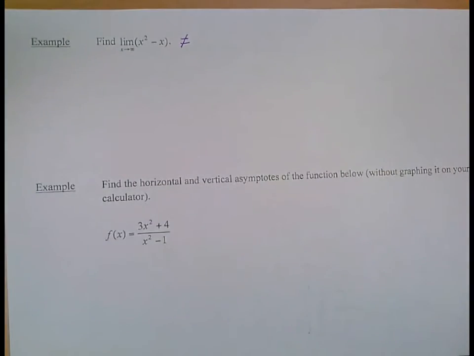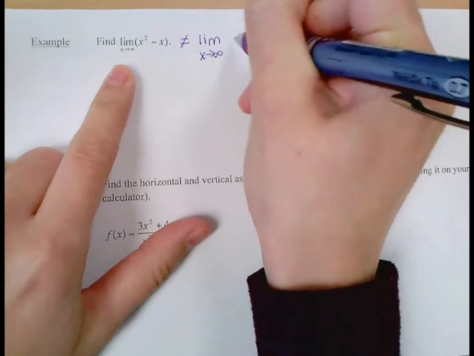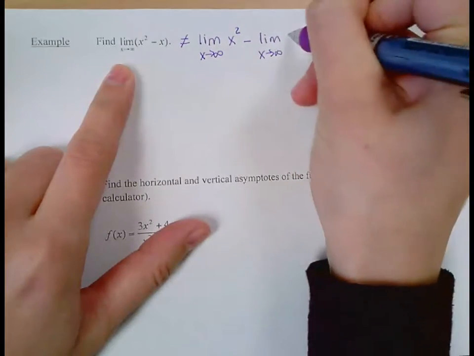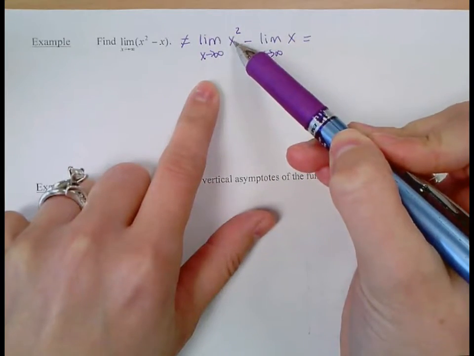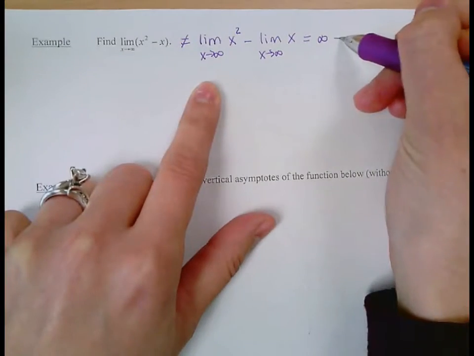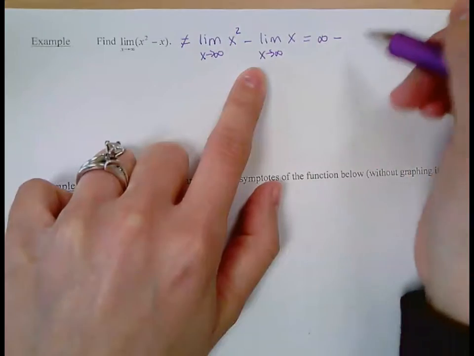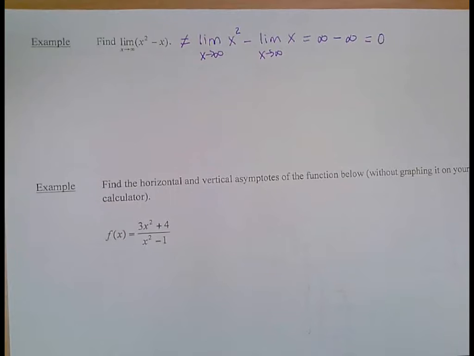You cannot apply limit laws here and say, well, this is going to be the limit as x approaches infinity of x squared minus the limit as x approaches infinity of x. And then I know when x approaches infinity for x squared, I'm squaring a very large positive number, so that's going to be infinity. And then subtract the limit as x approaches infinity of x. Well, that's going to be infinity as well. And infinity minus infinity is 0. Well, don't think to do that, because that doesn't make sense.